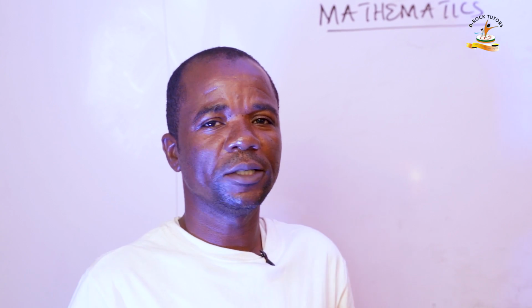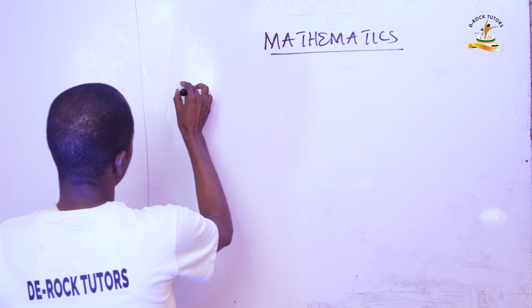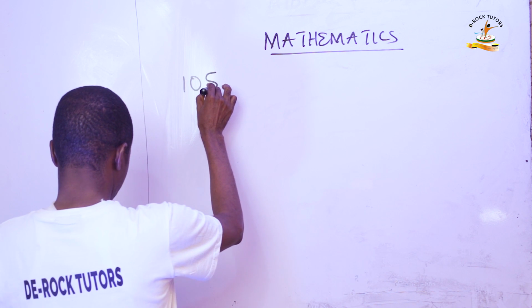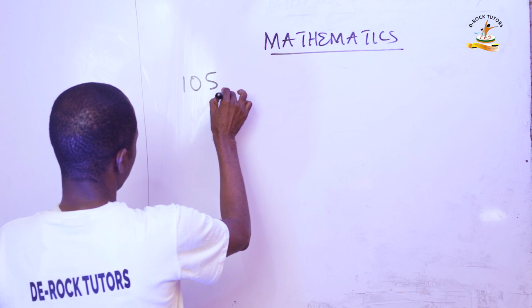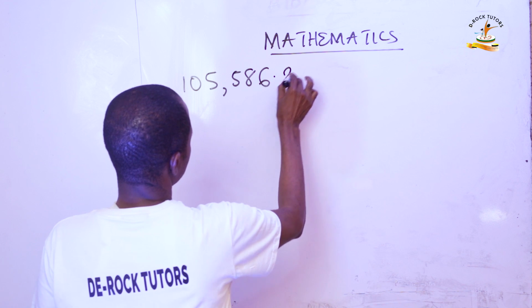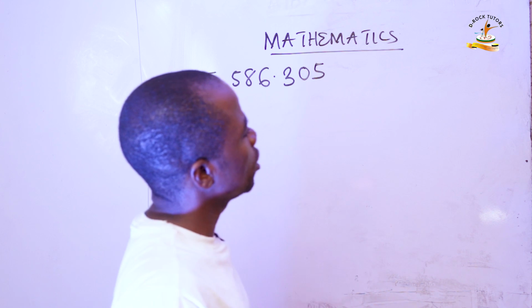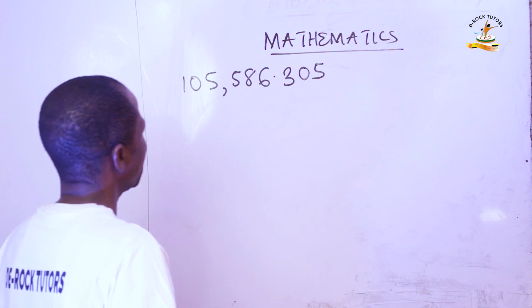So let's get started. The very first question, we are to evaluate correct to four significant figures 573.06 multiplied by 184.25. So let's do the multiplication. Having done that, that gives us 105,586.305. Don't forget, we are to evaluate this correct to four significant figures.